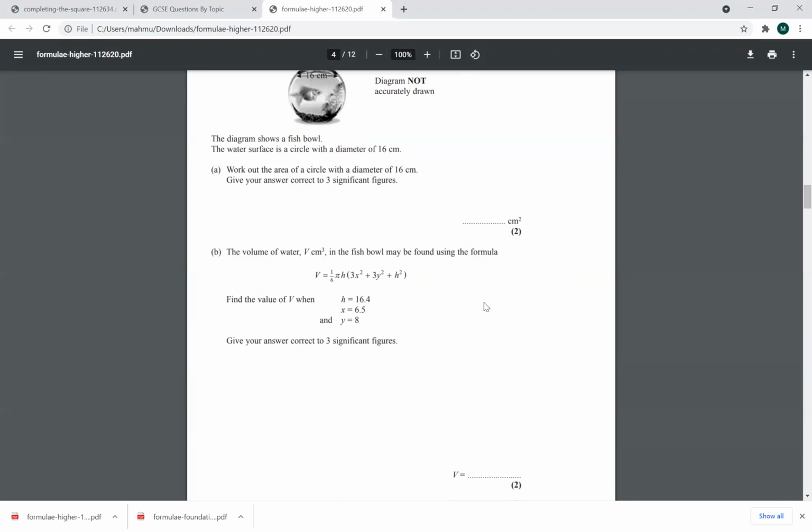So how do you work out the area of a circle? What was the formula? I think 2 times pi times radius. Not radius. Yes, radius what? Squared. Squared, yeah, that's it. So it's going to be 2 times pi times 8 squared. Write it down there, and then find the answer in your calculator.